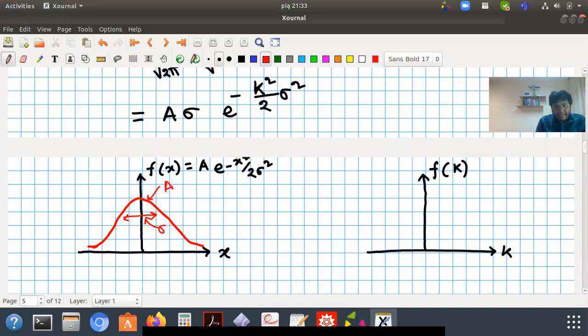Now the same thing, f of k, what will happen here? See, your normalization constant is multiplied with sigma, so the height will decrease. And the width of the function will be, instead of sigma, 1 over sigma. So this will be something like this, depending on the value of sigma, and this will be your 1 over sigma.